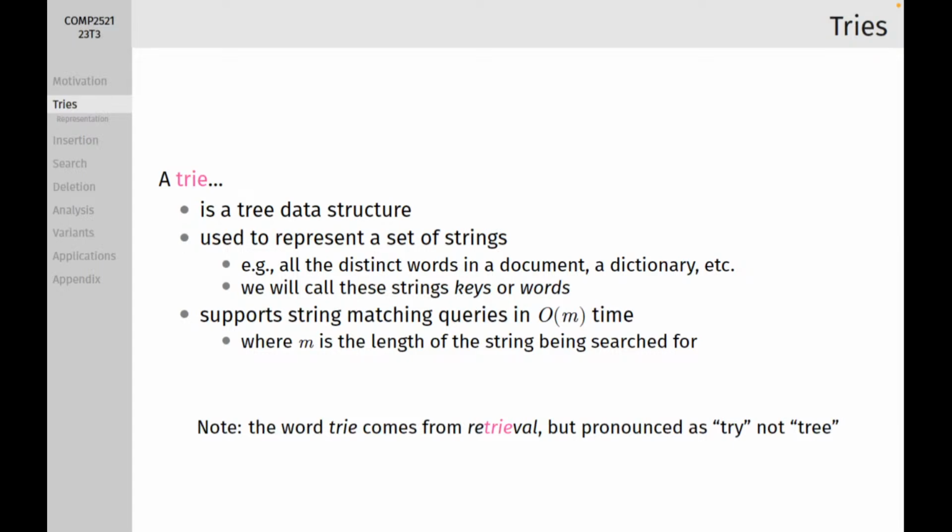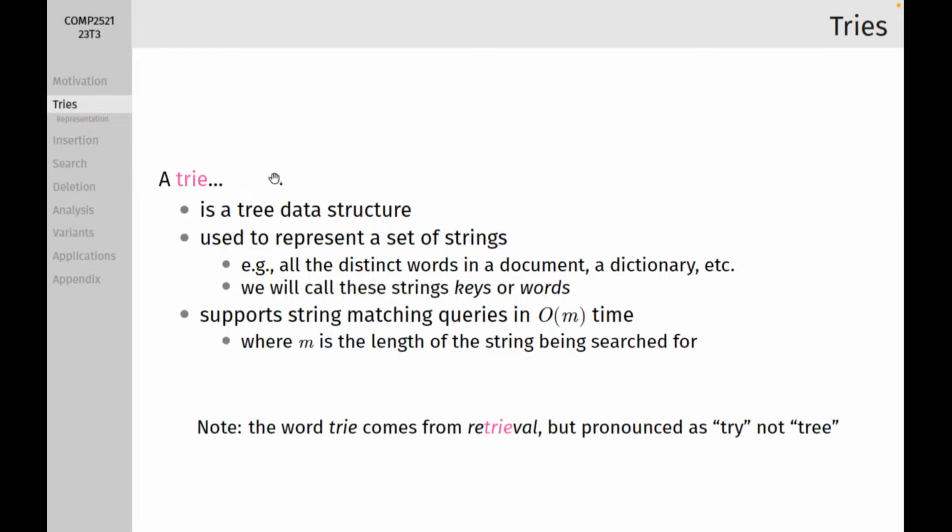Right, so a trie is a tree data structure, and we use it to represent a set of strings. For example, we can take all the words in a document and insert them into the trie. We can take a dictionary of words and store all of those words in the trie. And in this lecture, we'll mainly call them keys. So we'll call the strings keys, or we'll call them words.